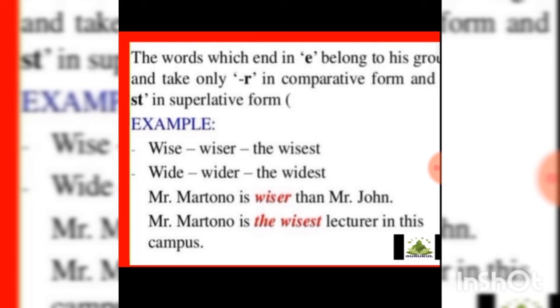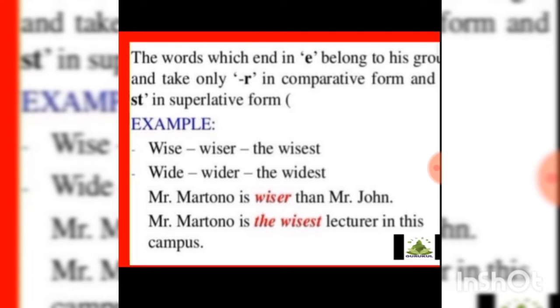So Mr. Martoon is wiser than Mr. John. Mr. Martoon is the wisest lecturer in this campus. So children, I hope you have understood that when a word ends with E, we have to add the letter R in comparative, and in superlative we have to add the letters ST.